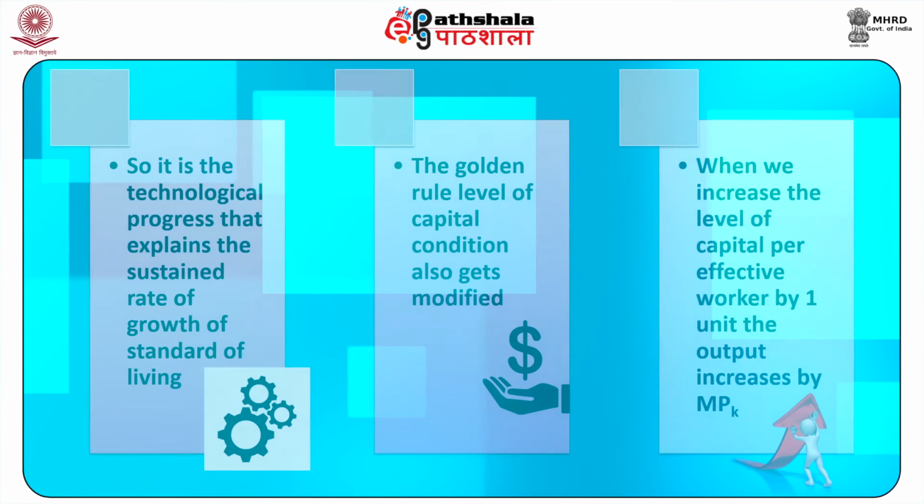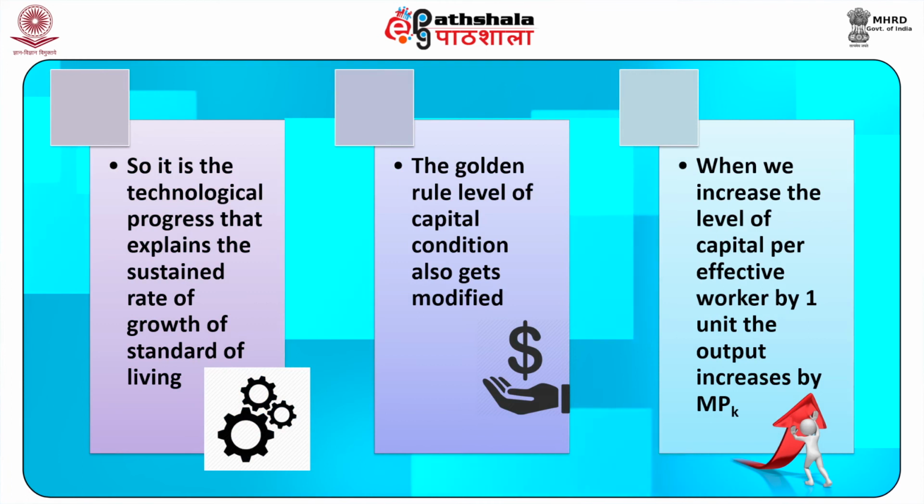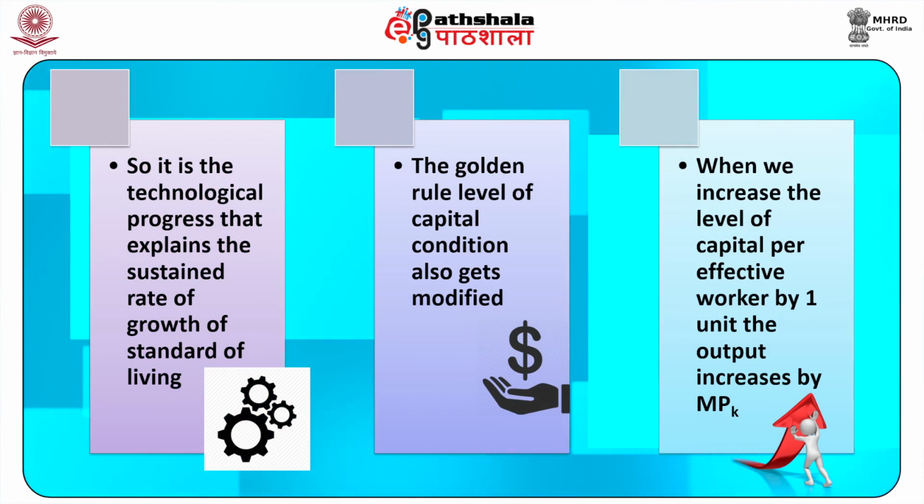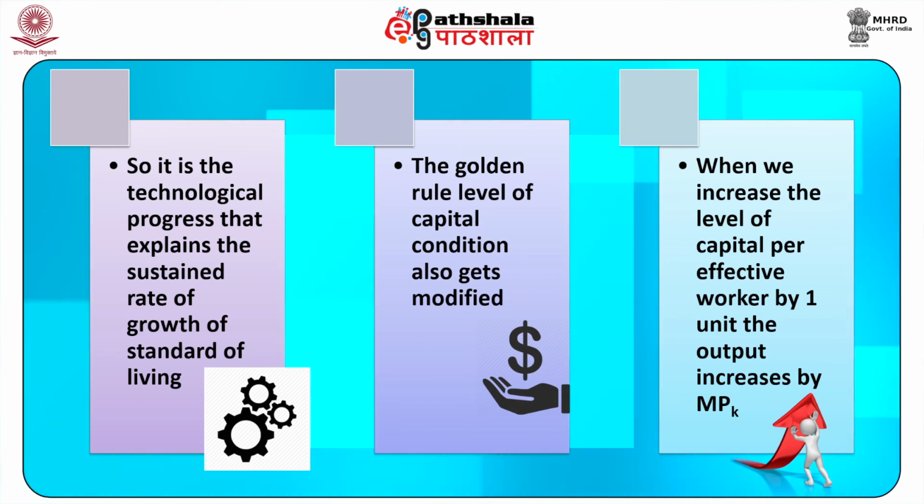Since the population is growing at the rate n only, the extra rate of growth of output g leads to an increase in the income per worker, and therefore the standard of living also increases at the rate g, as the two are related. So, it is the technological progress that explains the sustained rate of growth of standard of living. The golden rule level of capital condition also gets modified.